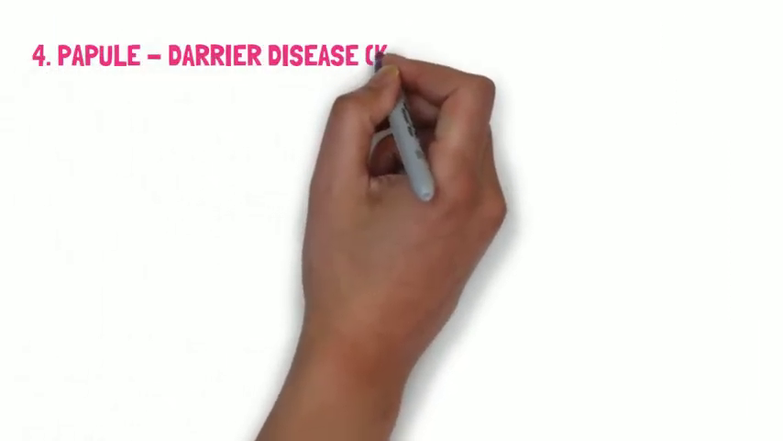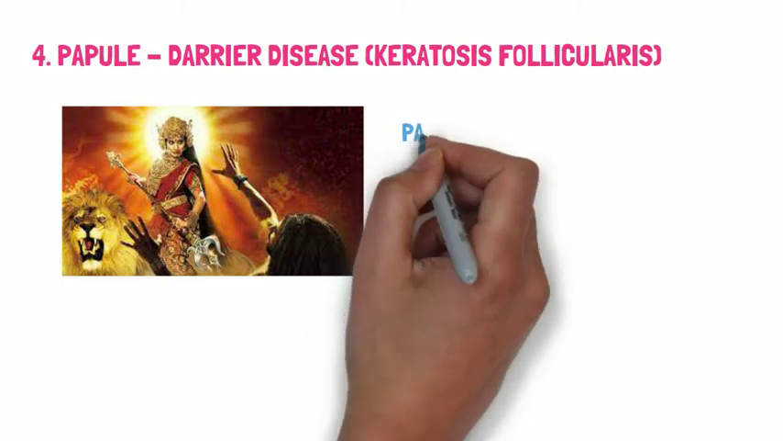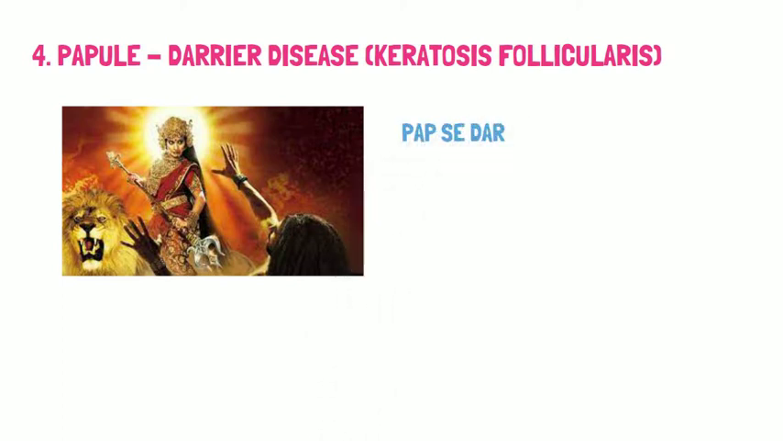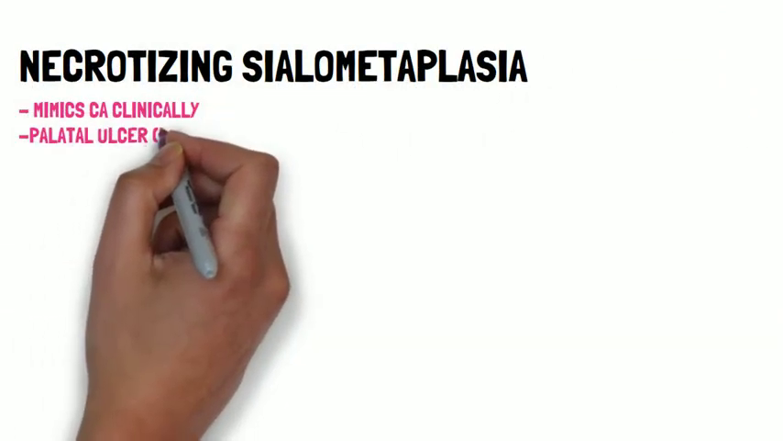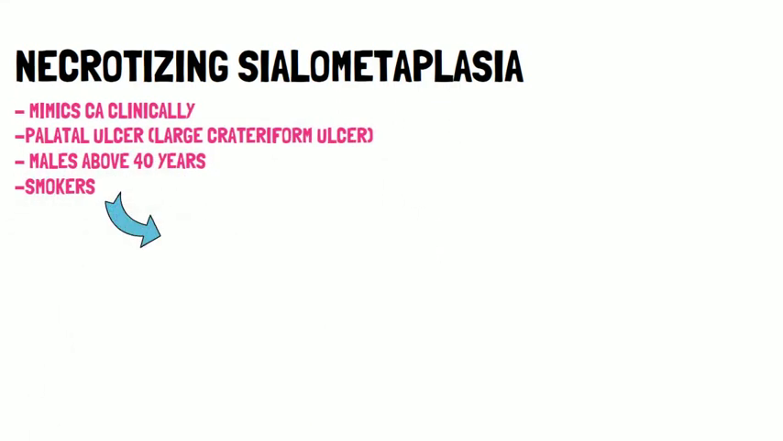Then we go on to papule. So these are seen in Darier disease or keratosis follicularis. Darier papule. So friends, it is very easy. Then we go on to necrotizing sialometaplasia. It mimics carcinoma clinically. There is a large palatal ulcer which is also known as crateriform ulcer.